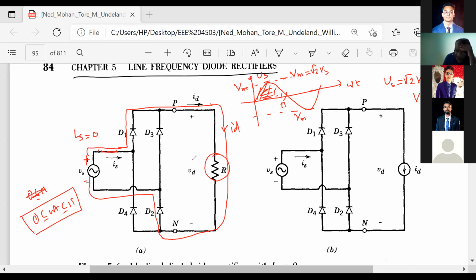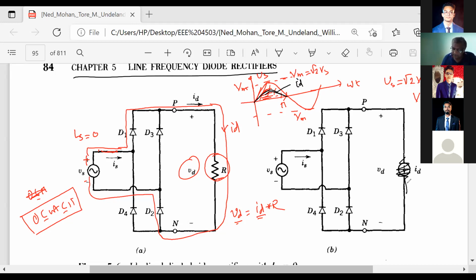Okay, then your output voltage VD will be your ID multiplied by R. So what about the wave shape of your current? That would be multiplied by R, and that is your output voltage, right? Since it is a sinusoidal voltage and the resistance is a scalar quantity, of course the current should follow the voltage. This will be the ID. Okay, yes, sir.